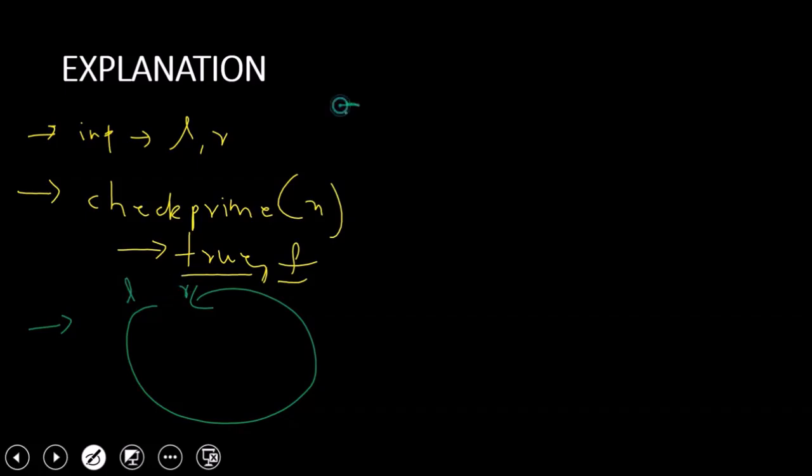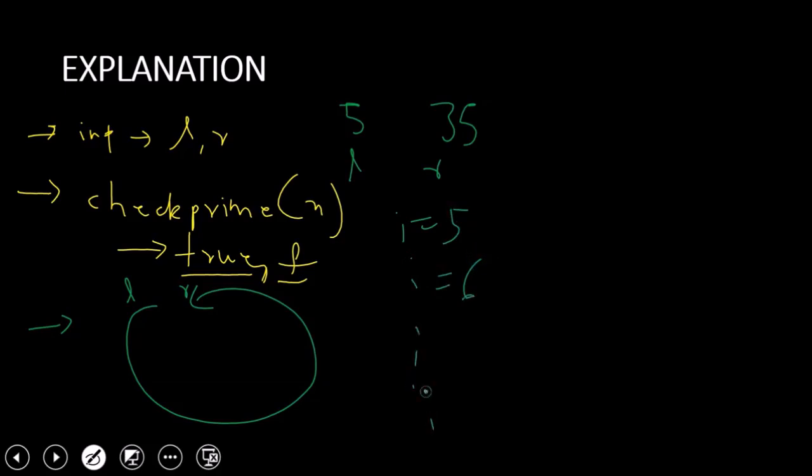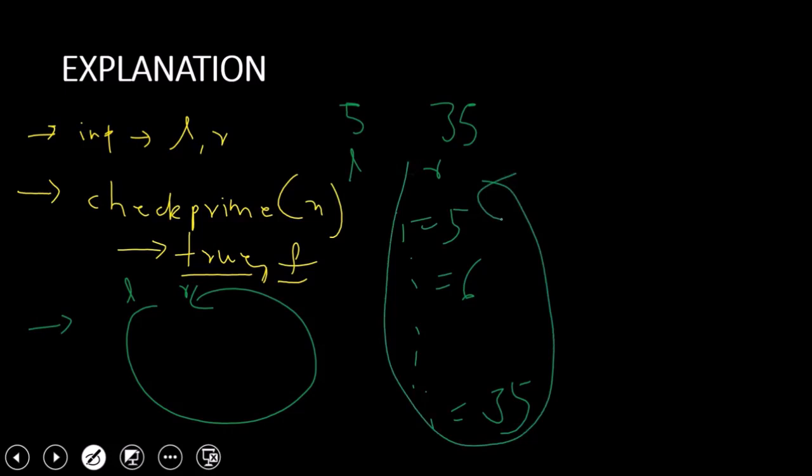Okay, so let us say L is 5 and R is 35. So we have to loop, right? You can take I equal to 5, and the next time I equal to 6, and so on up till I equal to 35. That is what you're doing, looping here.